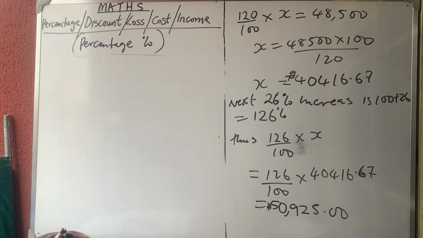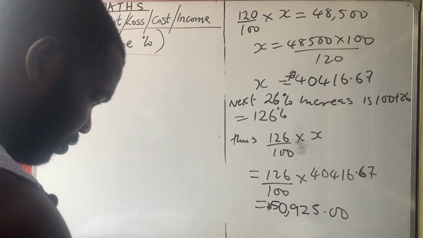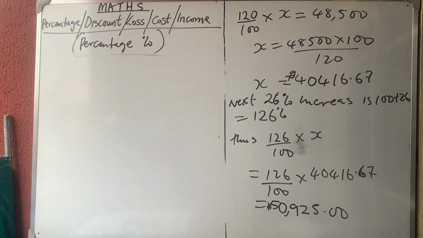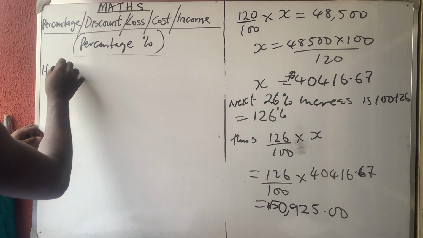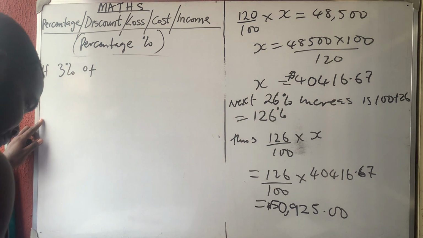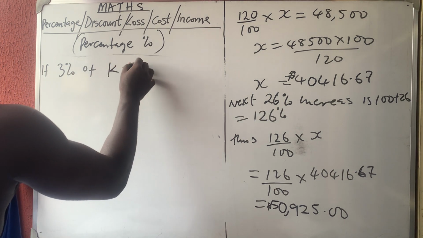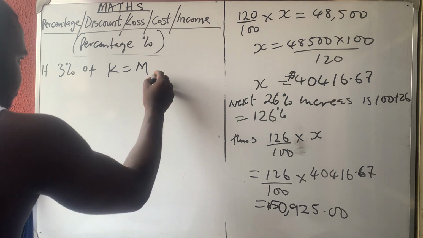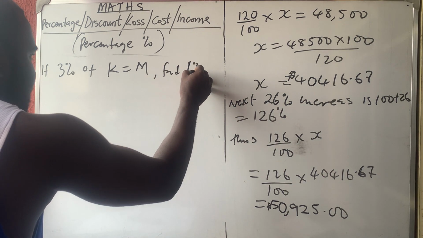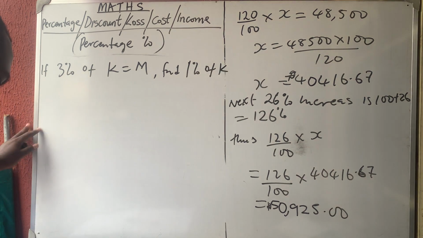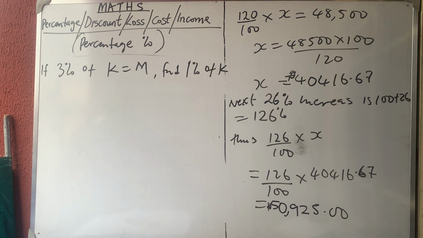So the next question said, if 3% of k is equal to m, find 1% of k.